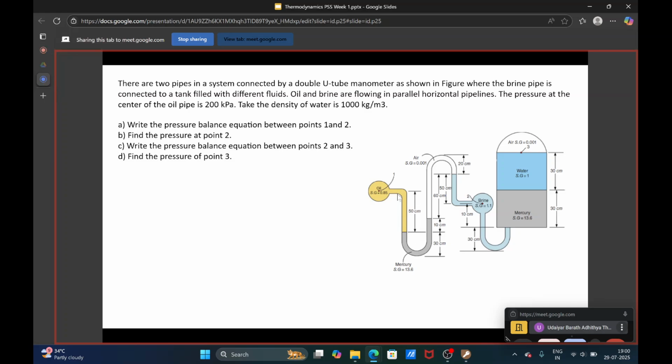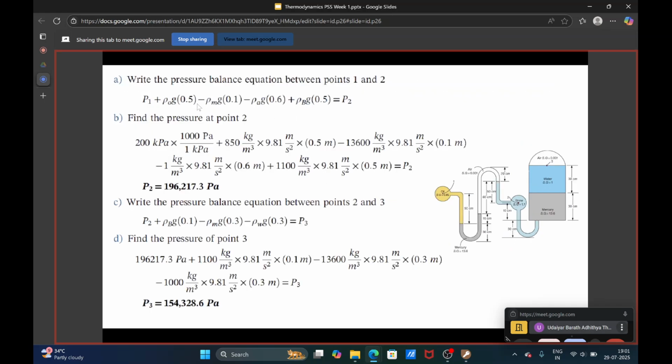Whatever the oil column there is, 50 centimeter, till there it is rho of oil into g into h, and then at this point the mercury, both will be at the same pressure. So if you come from the other side, we have P1 plus rho of oil into g into 0.5, if you are writing in terms of meters.